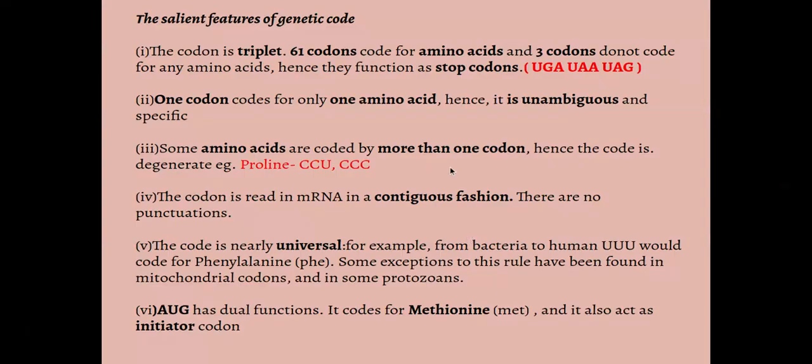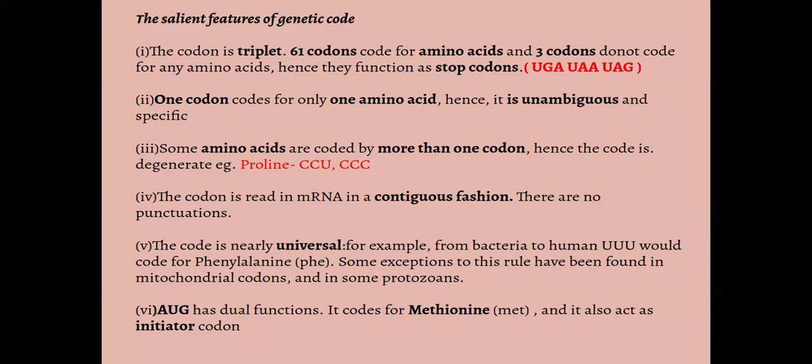So this is important now. What are the features finally of the genetic code? And we call them the salient features of the genetic code to be kept in mind. Okay, so the first point is that it is a triplet. There are 64 codons that can be worked out because it's a sequence of 3 bases.